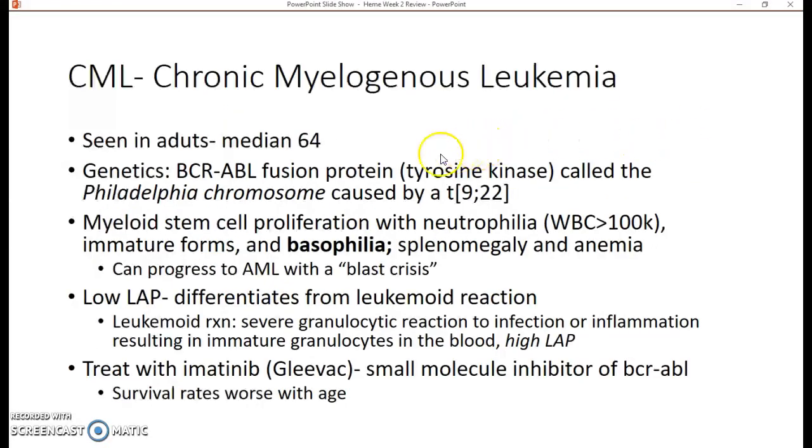CML: older adults, BCR-ABL fusion, basophilia. It can progress to AML overall, and a low LAP score differentiates it from leukemoid reaction.